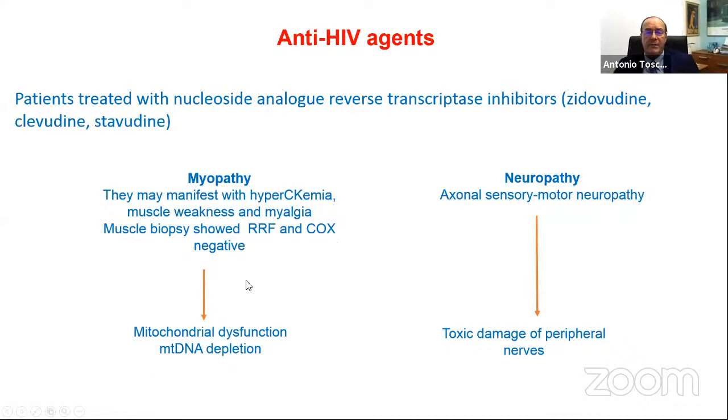And if you perform a muscle biopsy, you will definitely see in several instances ragged red fibers and COX negative fibers that are sort of biomarkers of these mitochondrial alterations due especially to mitochondrial DNA depletion.